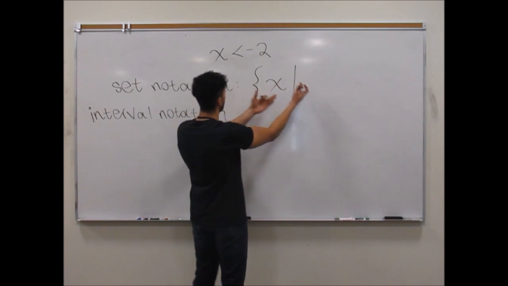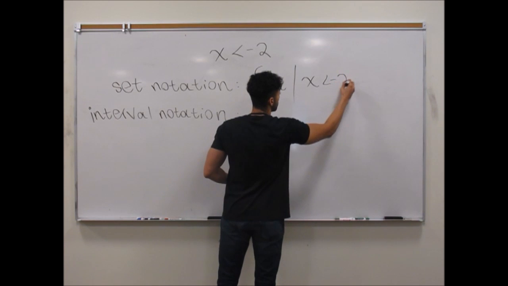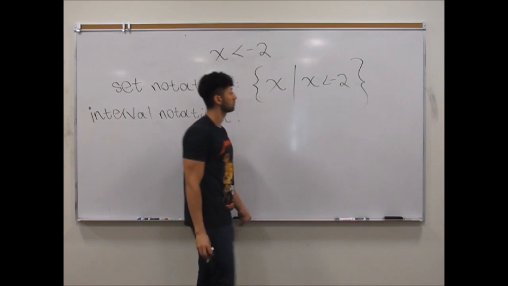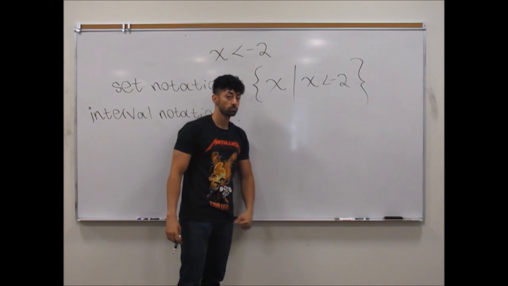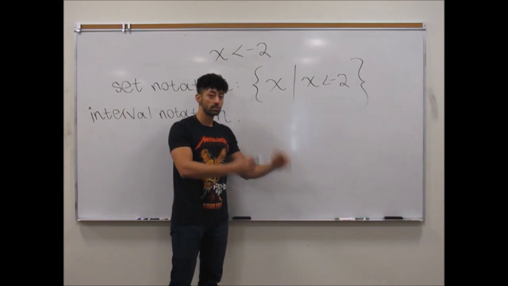And what we're going to provide is that x is less than -2, and then we're going to close up that brace. So this is just saying x such that this is true. It's just the notation we use. So set notation's got braces.